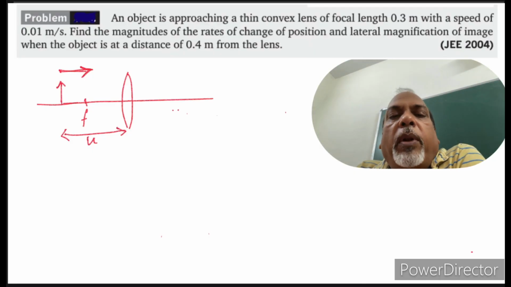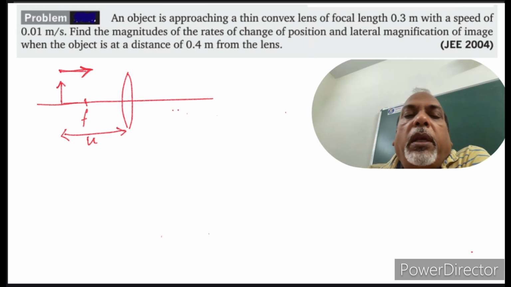I will read out the problem for you. An object is approaching a thin convex lens of focal length 0.3 meter with a speed of 0.01 meter per second. Find the magnitude of the rate of change of position and lateral magnification of image when the object is at a distance of 0.4 meter from the lens. So let us see what the parameters given in the problem are.